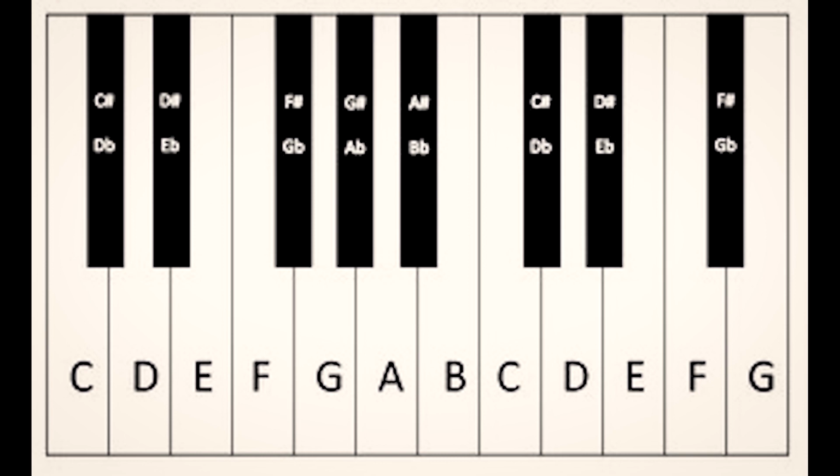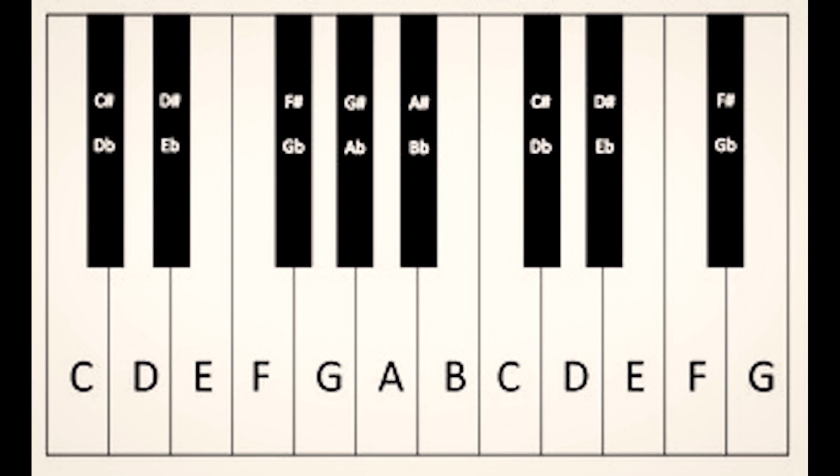Similarly, the key D sharp, that is the second black key, can also be called E flat. Similarly, the key F sharp can also be called G flat because it is just lower to G. And the next key, which is the fourth black key, which is G sharp, can also be called A flat because it is just lower to A.